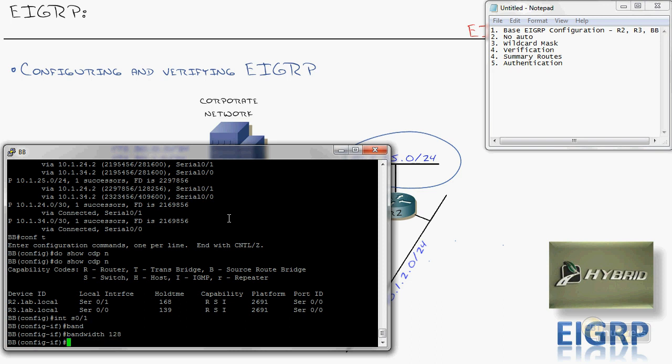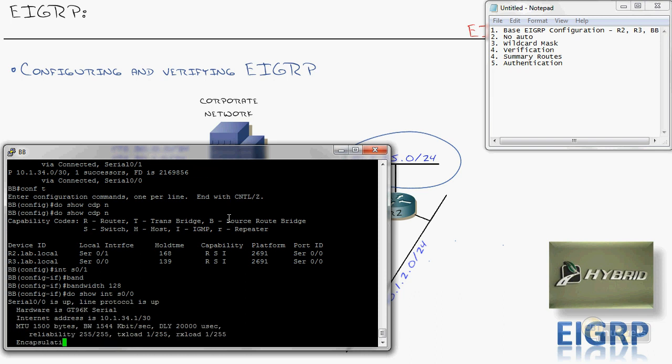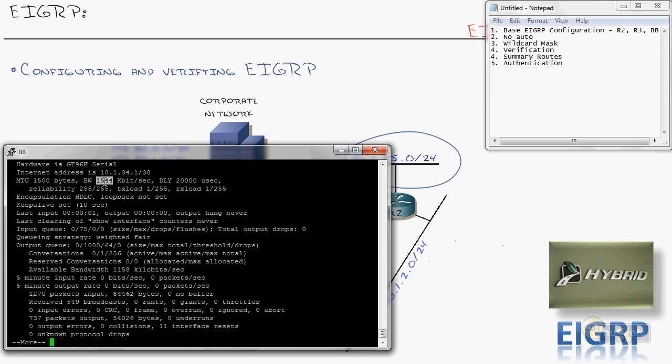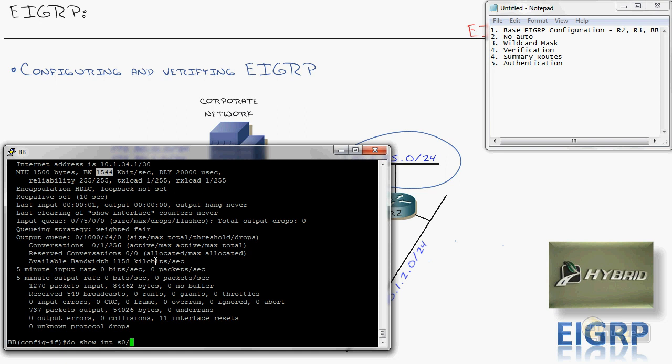Now, we want to do this because if we don't, the router's going to think every interface is a T1 line. So let me just verify. Do show interface serial 0/0, right? And bam, right there, bandwidth, 1544 kilobits per second, or 1.544 megabits. That's a T1 speed. So, this one we've fixed.